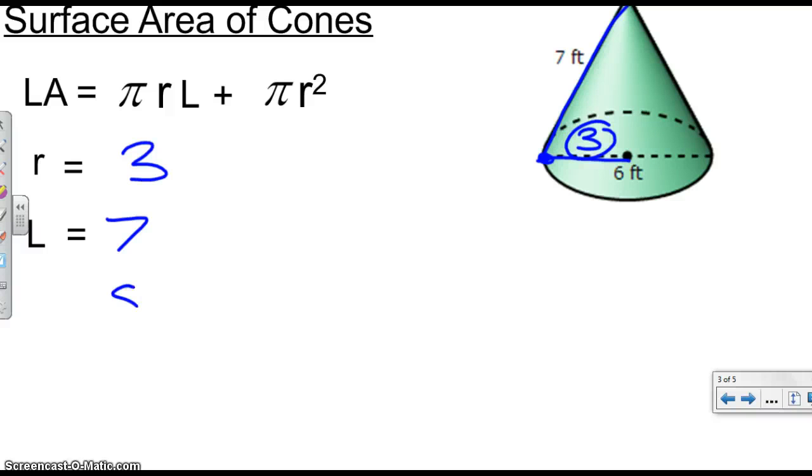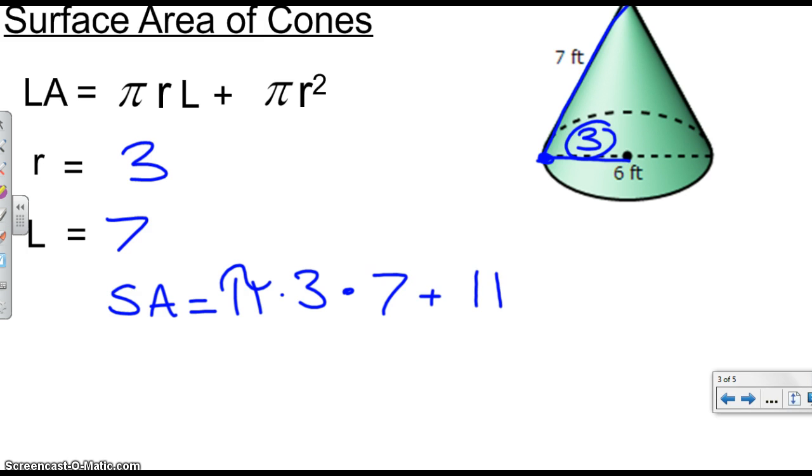So we've got pi RL, or we'll plug it in now, pi times 3 times 7 plus pi again, and then 3 squared, because that's our R. And now, so we can get what? 21 pi plus 9 pi. So we're going to get 30 pi, which ends up being 92 point something, right?